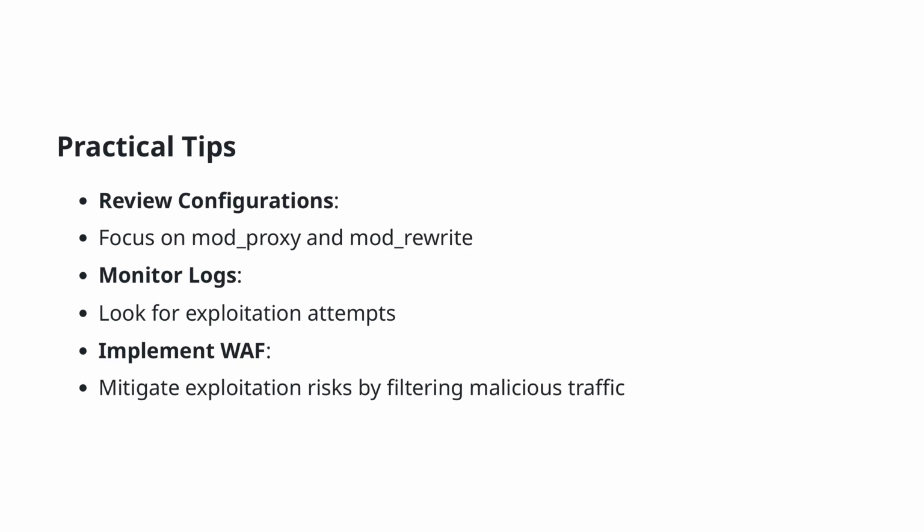Now, let's move on to practical tips for enhancing the security of your Apache server. First, let's talk about reviewing configurations. Pay special attention to mod_proxy and mod_rewrite. These modules, while powerful, can be exploited if not properly configured. Next, monitoring logs is crucial. Regularly check your logs for any signs of exploitation attempts. This can give you early warnings of potential intrusions or vulnerabilities being targeted. Lastly, consider implementing a web application firewall, or WAF. A WAF helps to mitigate exploitation risks by filtering out malicious traffic before it reaches your server. These steps collectively aim to fortify your server against common threats and potential security breaches.